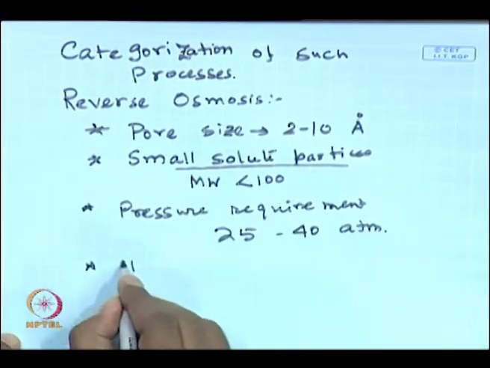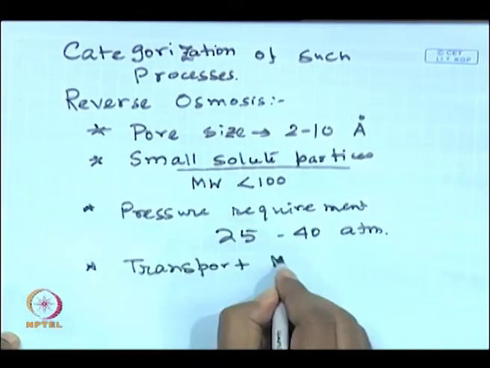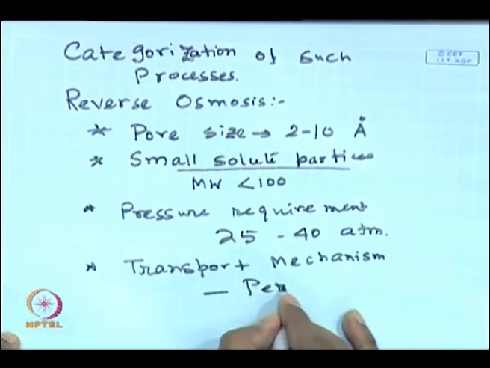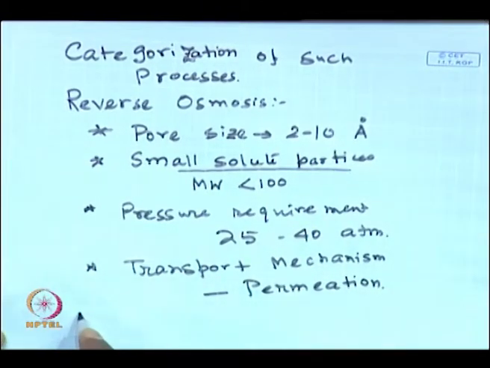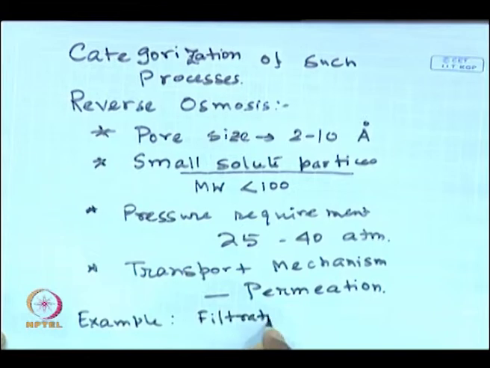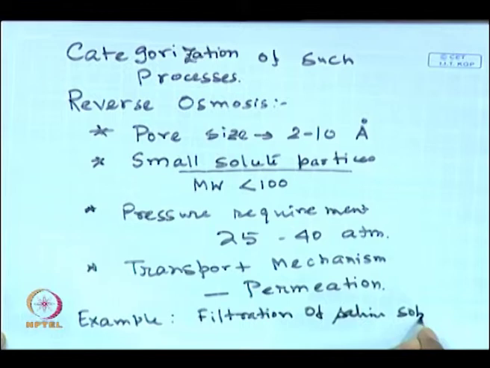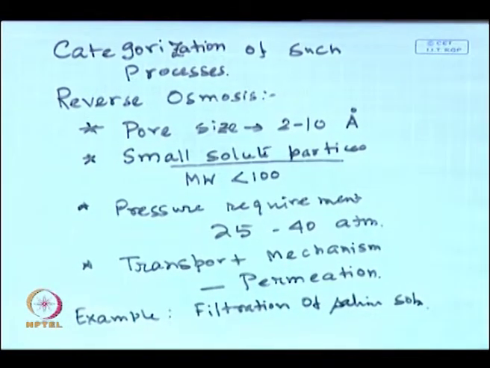And the main transport mechanism is permeation that we just discussed. And a typical example or application is filtration of saline solution. That means salt solution. So it is tremendously useful in case of desalination purposes. So that goes for reverse osmosis.